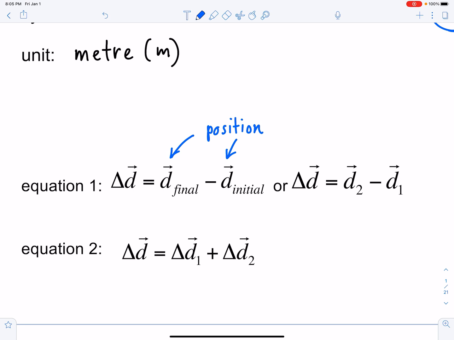The second equation to find displacement is not really much of an equation. Basically, what it's saying is the total displacement is equal to the sum of the displacements. So if in your question they give you displacements and you want to find the total displacement, just add them up. Okay? So we'll do some examples that use both of these.